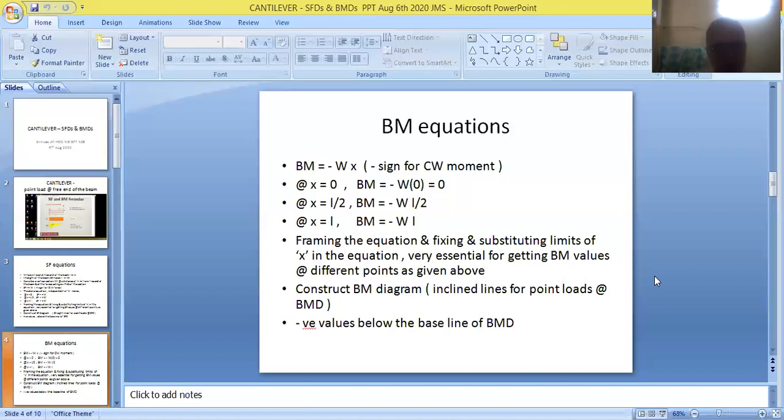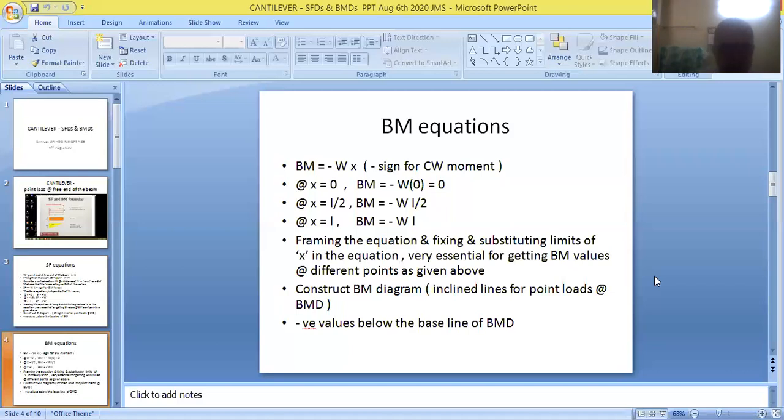So framing the equation is very, very important. Fixing the limits is very, very important, as done in the previous slide for shear force calculation. And substituting the limits of x in this equation is very essential for getting bending moment values at different points. Now, using these values, it is very easy to prepare a bending moment diagram. So this is called the construction of the bending moment diagram.